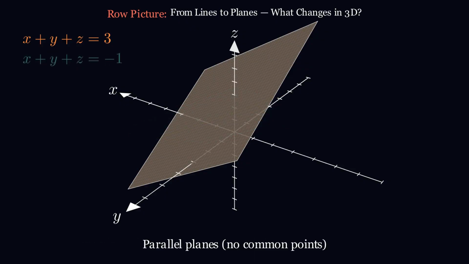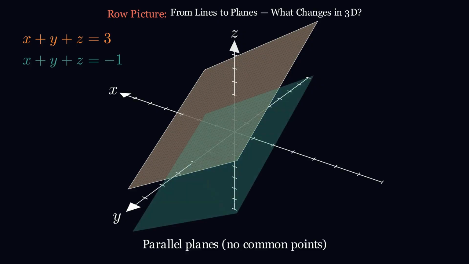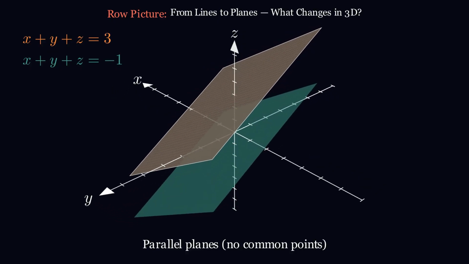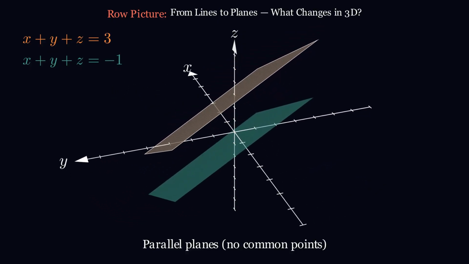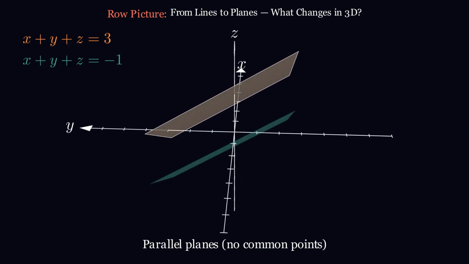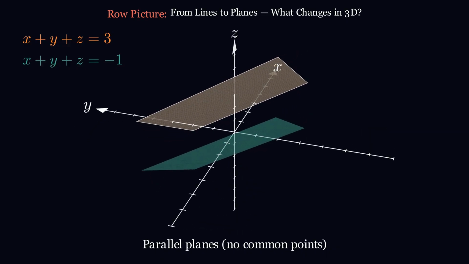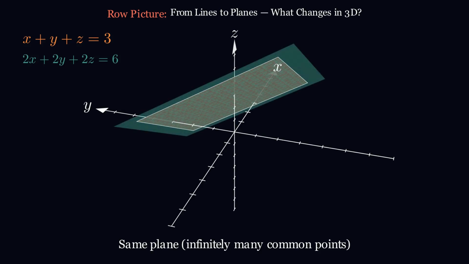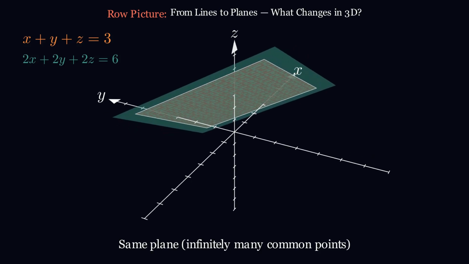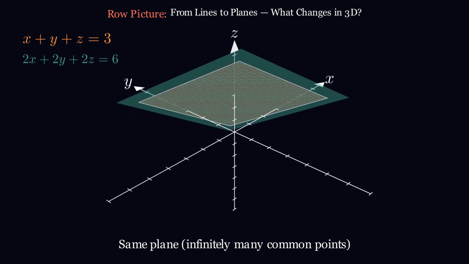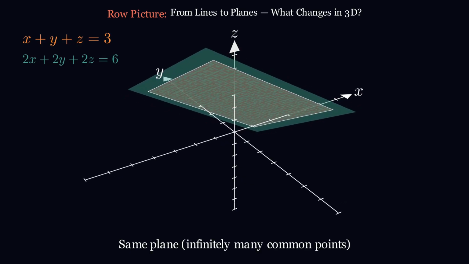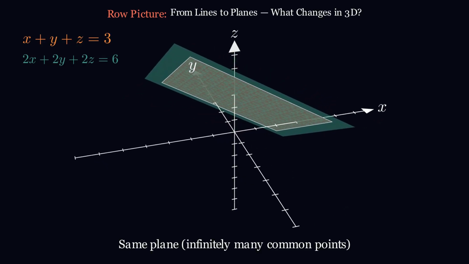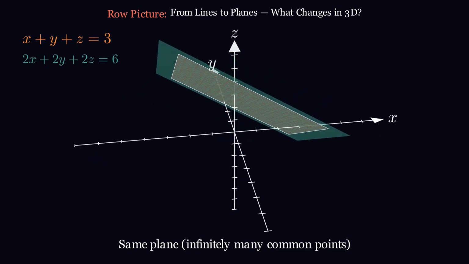Let's change the second equation to x plus y plus z equal to -1. As we see, their planes are parallel and they never intersect, so there are no solutions. And if we change the second equation into 2x plus 2y plus 2z equal to 6, both planes overlap, and in this case, every point on that plane is actually a solution. So again, infinitely many solutions.